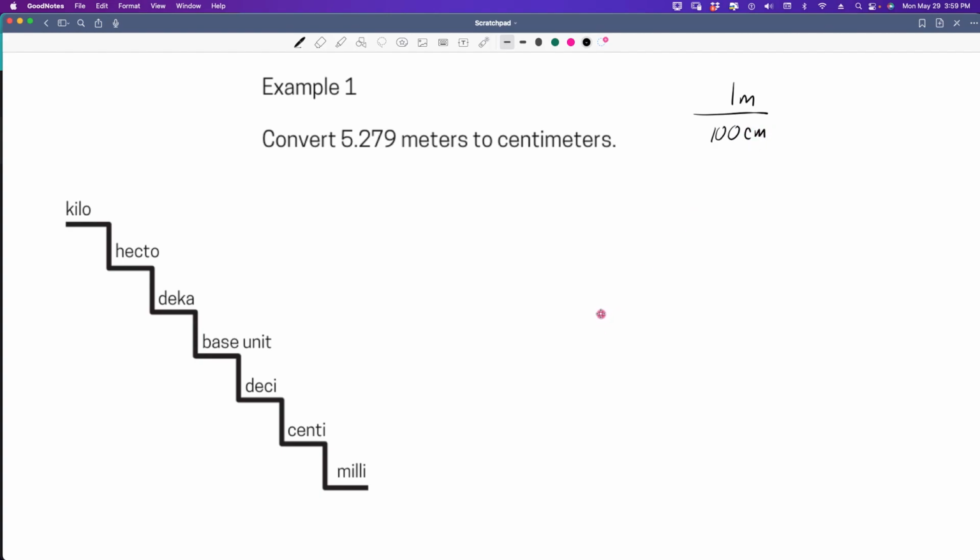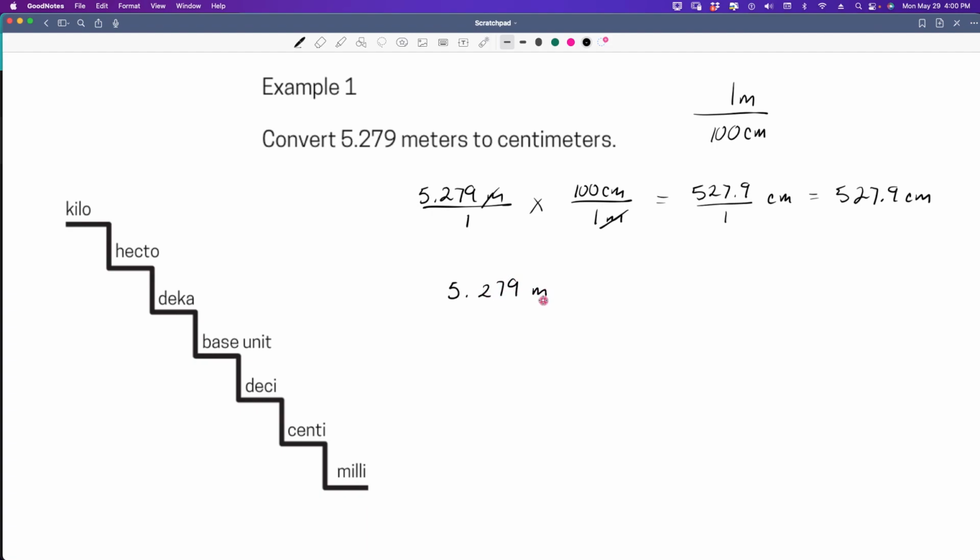So we can do this two different ways. We can use our unit conversion like we're used to, and we could say 5.279 meters over 1 times 100 centimeters over 1 meter, cancel our meters, and this would actually move our decimal place 2 places. 5.279 times 100 is 527.9 centimeters, which just resolves to 527.9 centimeters.